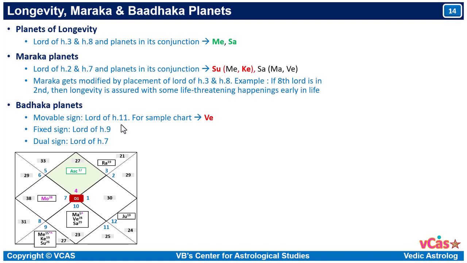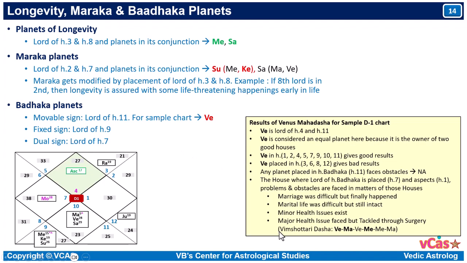For a movable ascendant, the Lord of the 11th house is the Badaka planet. The sample chart has 4 as the ascendant and therefore it is a movable ascendant. So the Badaka planet is Venus in this chart. Let us analyze the role of Venus in this chart. Venus is the Lord of 2 good houses, House of Comforts and House of Gains. Sitting in the 7th house, Venus is expected to give good results.